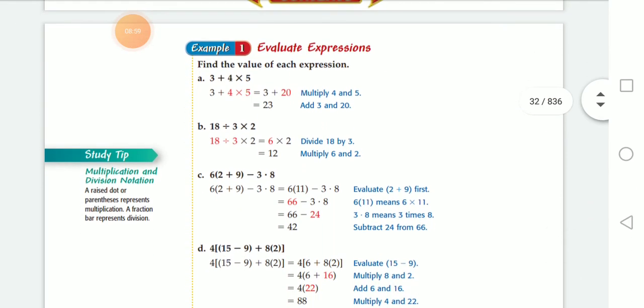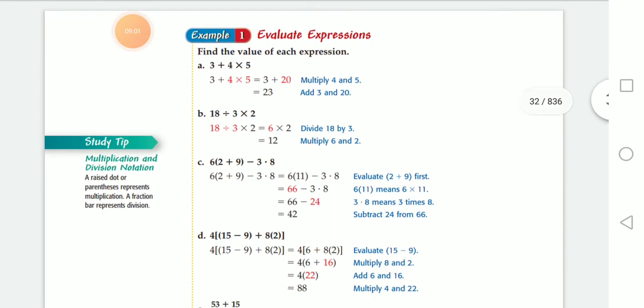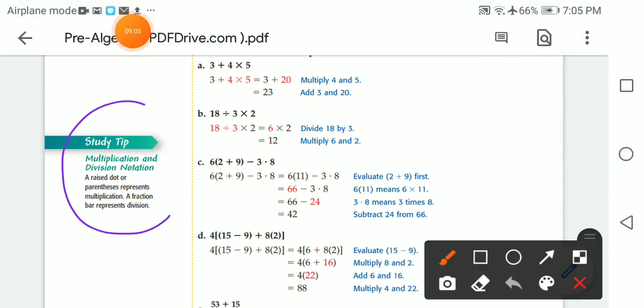Evaluate expressions. Study tip. I want the marker. Study tip: multiplication and division notation. A raised dot or parentheses represents multiplication. A fraction bar represents division.